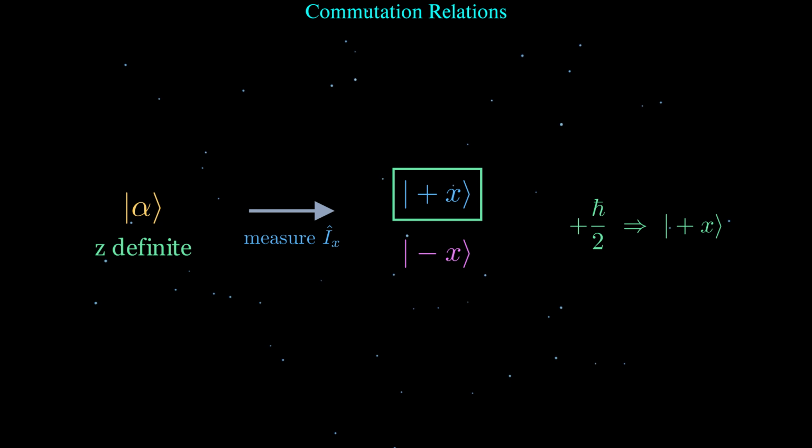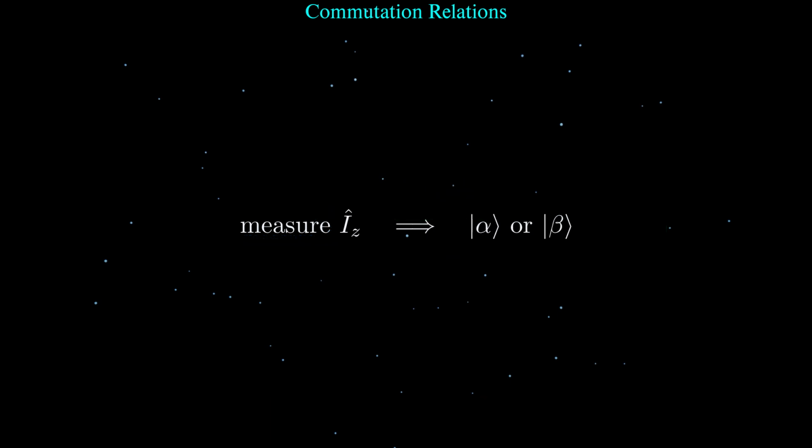So let's say we flip that coin and we got the result of plus h bar over 2 along the x. The state will now become the plus x state. Wait, but now that spin is no longer alpha, so that means it's no longer definite along z. So if we measure Iz, we may get alpha or beta for the same reason as before.